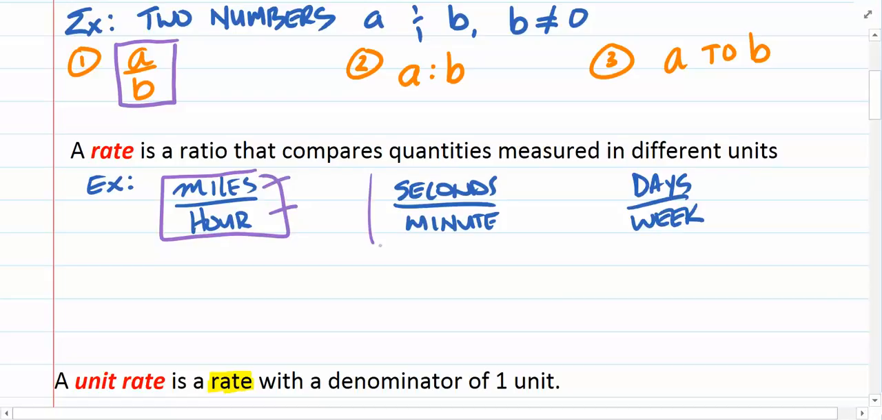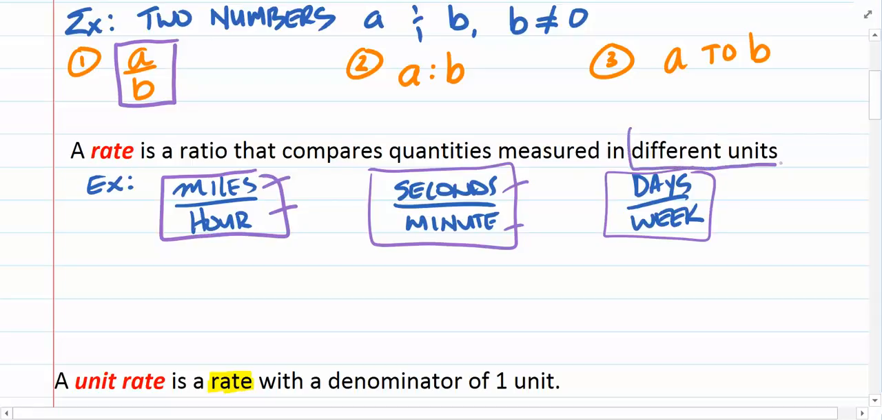A second one is seconds per minute. I have seconds and then I have minutes, and it is a ratio because it's a comparison of two things by division. And I have days per week. Here's another rate. So a rate is nothing more than a ratio that compares quantities measured in different units. That's the key part, different units.